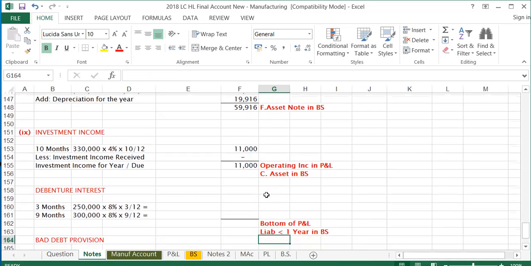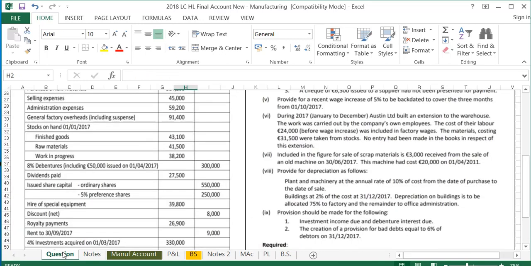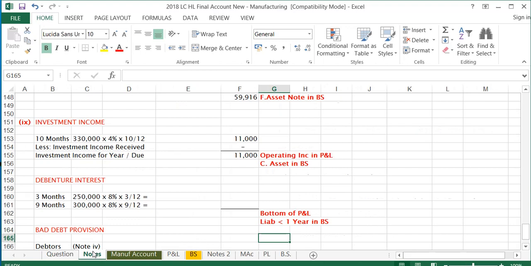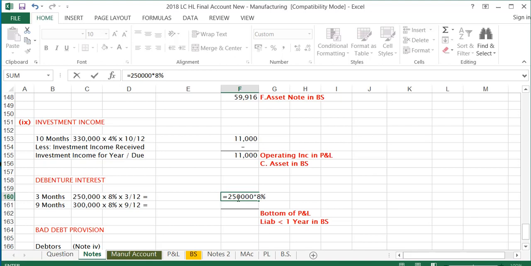The debentures, I have to work out the debenture interest due. Again, if I go back to my balance sheet, there are 8% debentures. At the end of the year, there were 300,000, but that includes 50,000 issued on the 1st of the 4th. So for the first 3 months, there were 250,000. Then there was another 50,000 debentures issued to us, which brought it up to 300,000 for the next 9 months. So for the first 3 months, there are 250,000 by 8% by 3 over 12. And then for the next 9 months, there are 300,000 by 8% by 9 over 12.